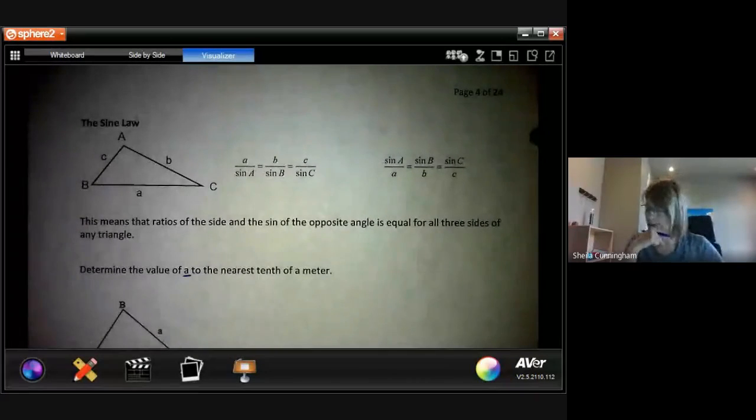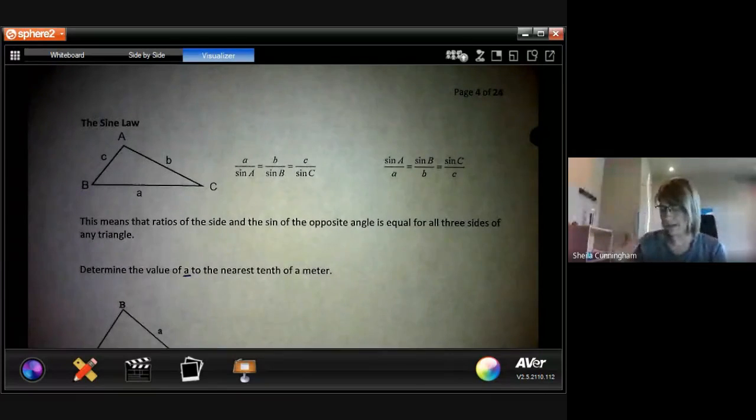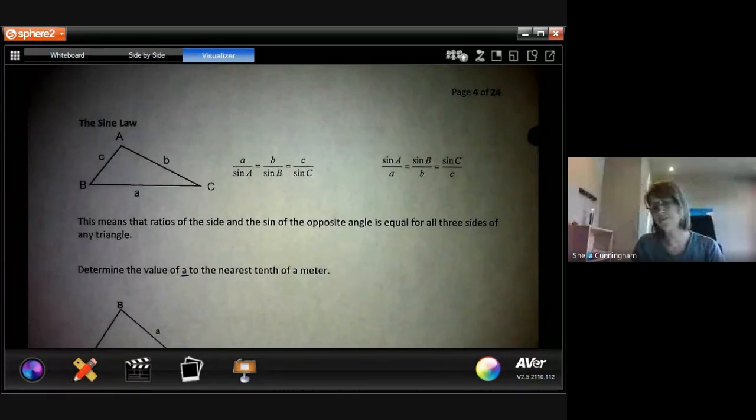So, sine law. Kind of like the cosine law, between the two of these, it really depends on what information you've been given as to which law you're going to use to solve for your missing side, angle, whatever you're trying to find. I'll talk about that at the end just a little bit, so that you can look for guidance: oh, I've been given this information, so chances are I'm going to use sine law to figure it out.